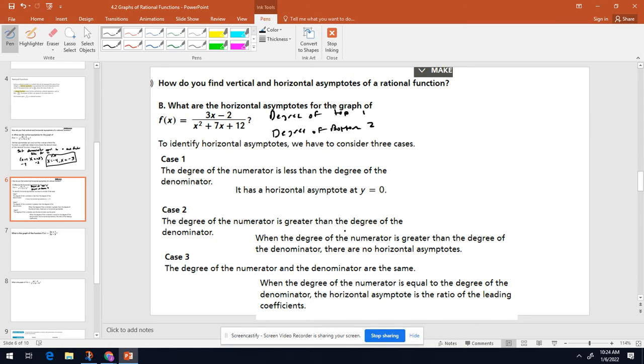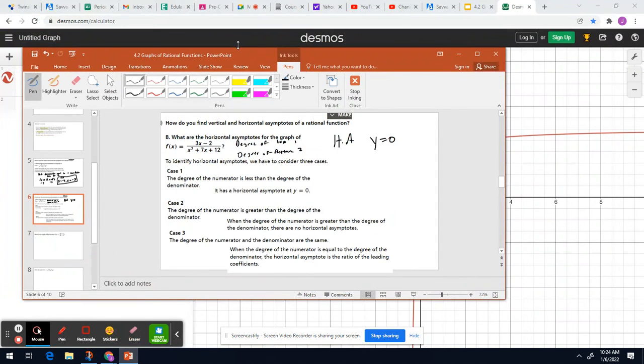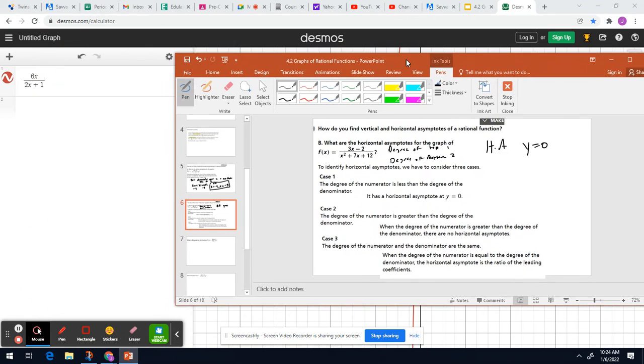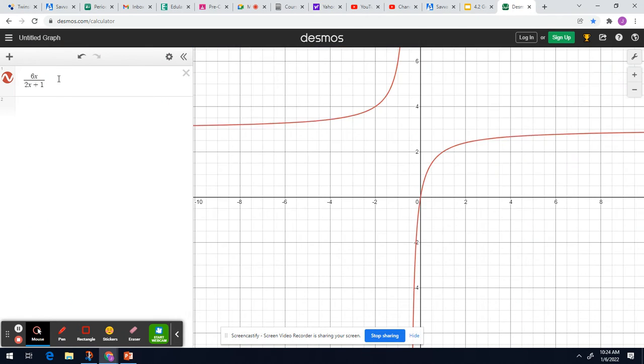But if that happens, the degree of the numerator is greater than the degree of the denominator, there are no horizontal asymptotes. And then the last case is if the degrees are the same, we divide the leading coefficients. So we're going to look at 3 different examples of this. In this one right here, I would have a horizontal asymptote at y equals 0. So if I went ahead and graphed this problem, we just found the two things that I needed to find.